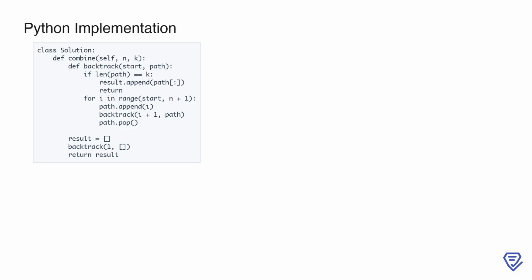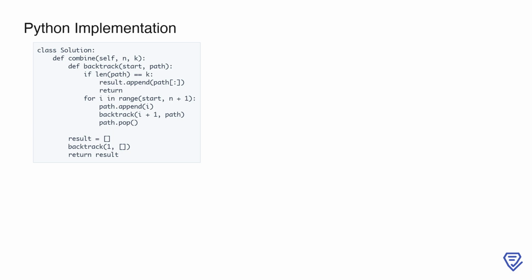to n. The method combine initializes an empty list result to store the combinations and calls the helper function backtrack starting from 1 with an empty path. The backtrack function is responsible for constructing combinations recursively. It takes two parameters, start, which determines the current starting point for adding numbers, and path, which represents the current combination being built. If the length of path equals k, the combination is complete and added to the result list.